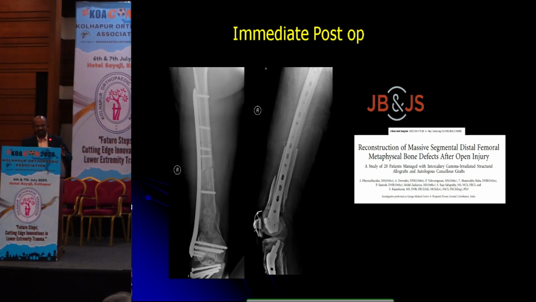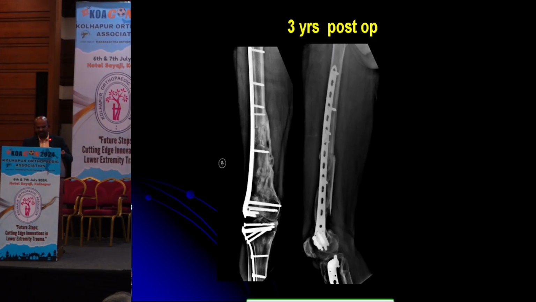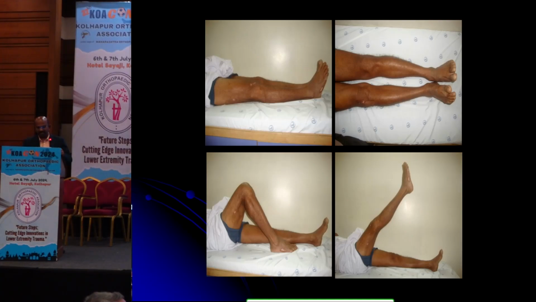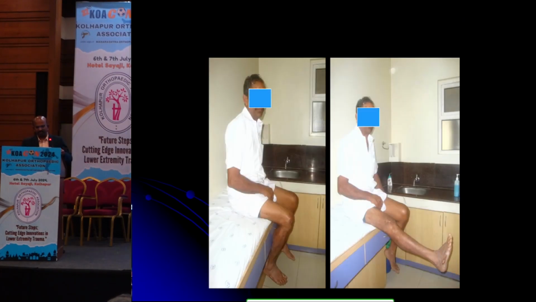The advantage is that it immediately fills up the whole defect and gives structural support, and then we can start early knee joint movements, and weight bearing as early as possible. This is at the end of 3 years, and we can see that the allograft is incorporated very well. Healing has happened both proximally and distally, and since we are mobilizing the knee joint early, we could get more than 100 degrees of flexion.